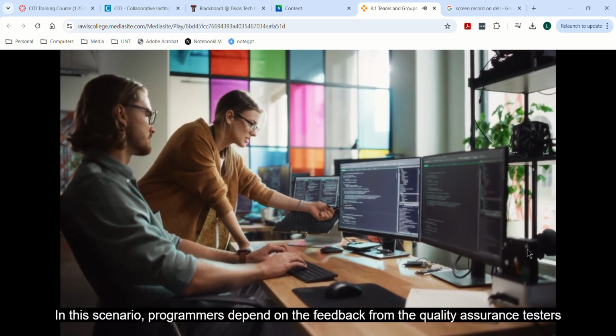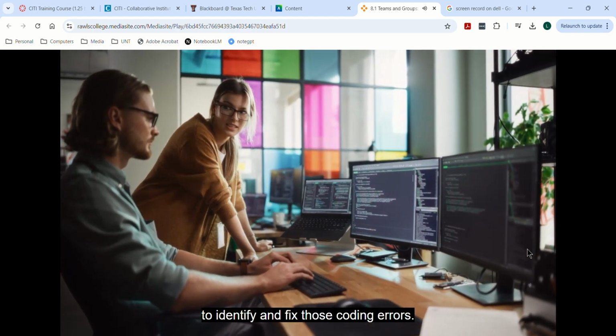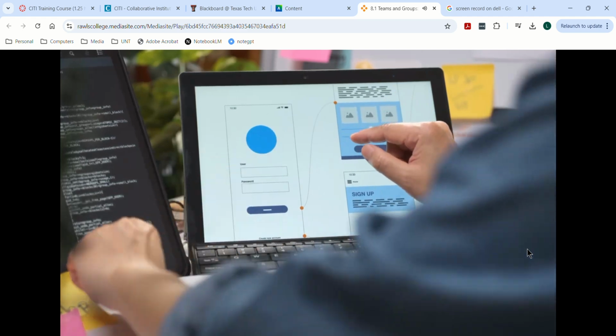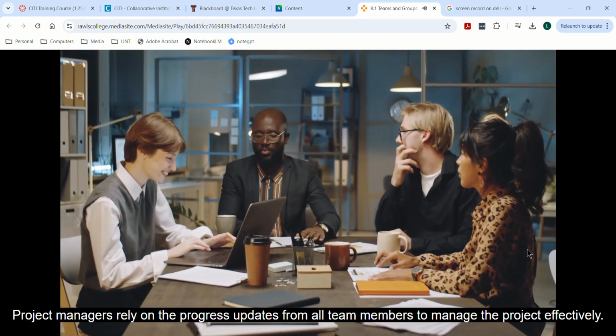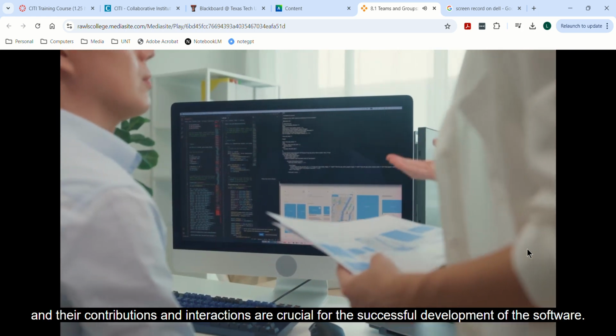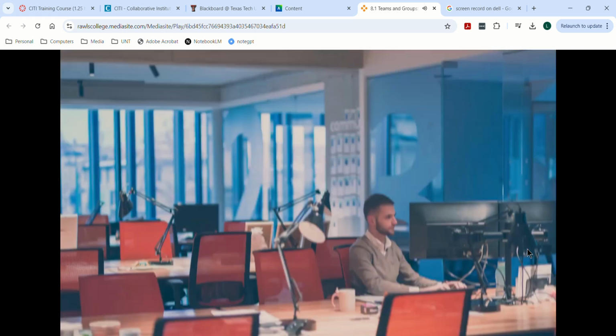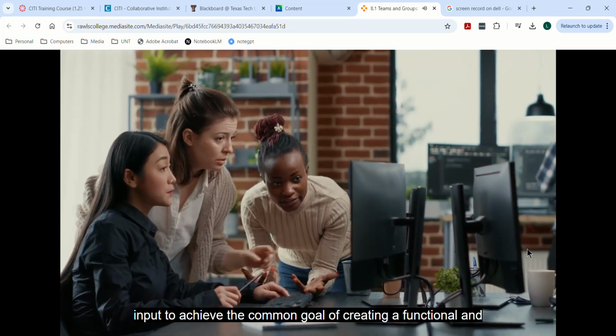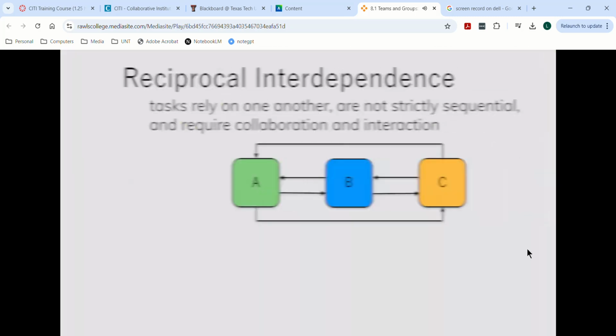In this scenario, programmers depend on the feedback from the quality assurance testers to identify and fix those coding errors. User experience designers collaborate with programmers to ensure that the software's design and functionality align. Project managers rely on progress updates from all team members to manage the project effectively. The work of each team member is highly interdependent, and their contributions and interactions are crucial for the successful development of the software. The different team members don't work in isolation. Instead, they collaborate and rely on each other's expertise and input to achieve the common goal of creating a functional and user-friendly software product.